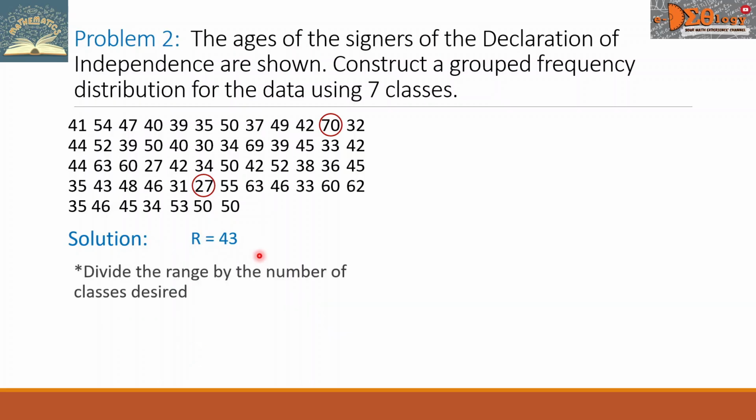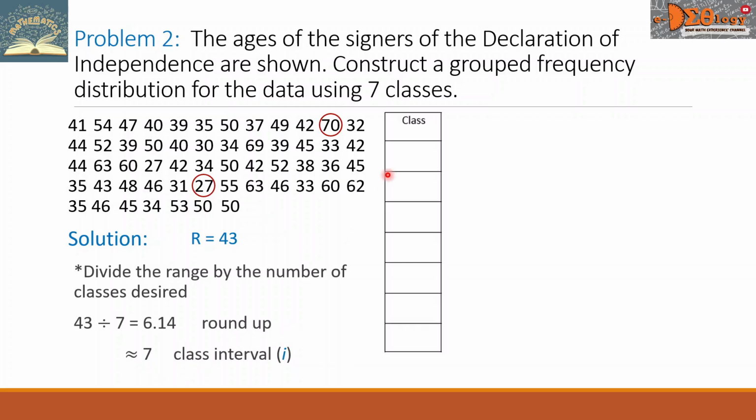Then we go to the next step. Divide the range by the number of classes desired. We want 7 classes. So that means 43 divided by 7. The answer is 6.14. We will round this up, so the number is 7. This 7 here is the class interval denoted by I.